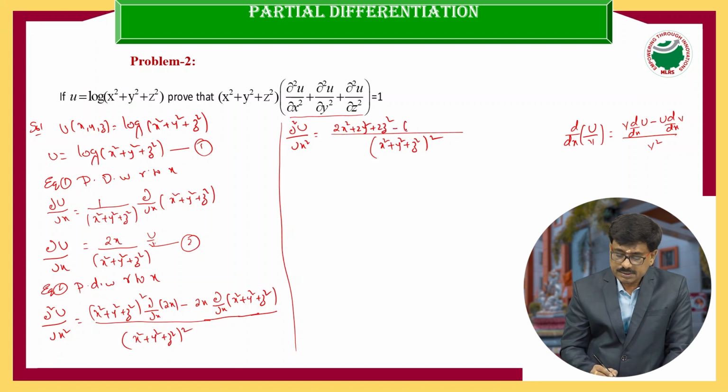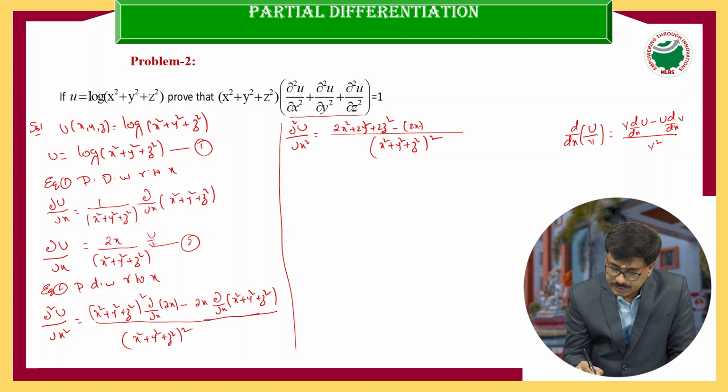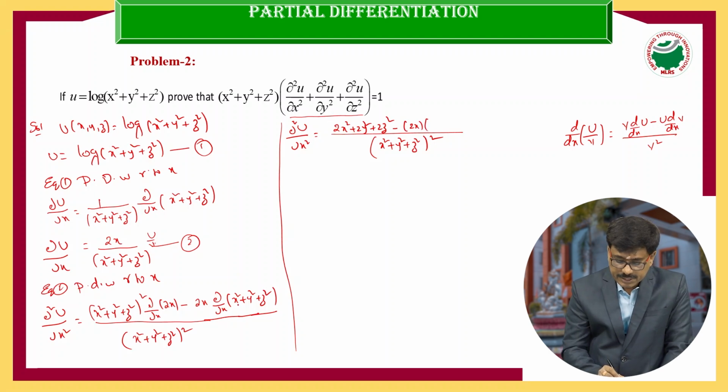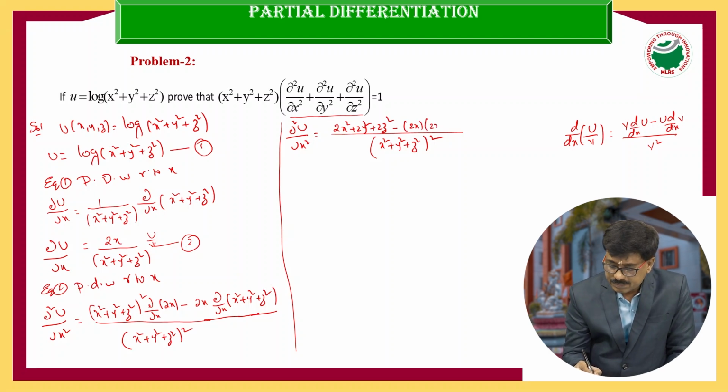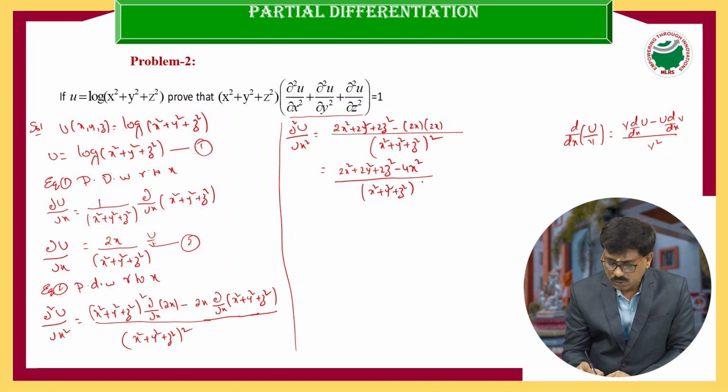of 2x into the derivative with respect to x. Then again it becomes here also 2x. Now if I simplify this one, it becomes 2(x² + y² + z²) minus 4x², divided by (x² + y² + z²) whole squared.